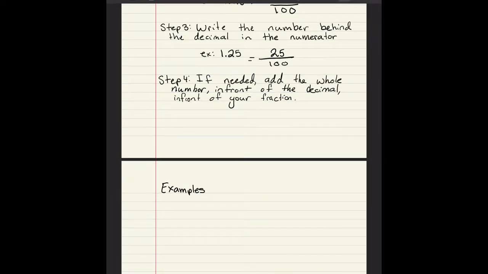Then for step 4, if needed, add the whole number in front of the decimal in front of your fraction. So we have 1.25, and here we have a number in front of our decimal. So if we have 25 hundredths, and we have a number like 1, we just need to put that in front. And then step 5 would be simplify.